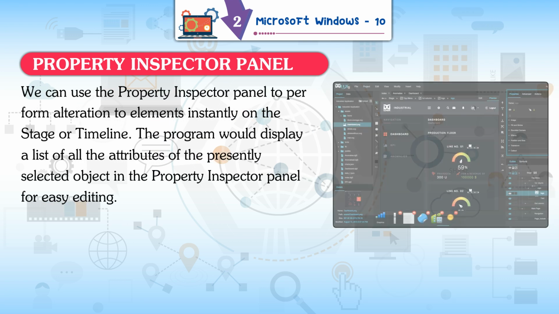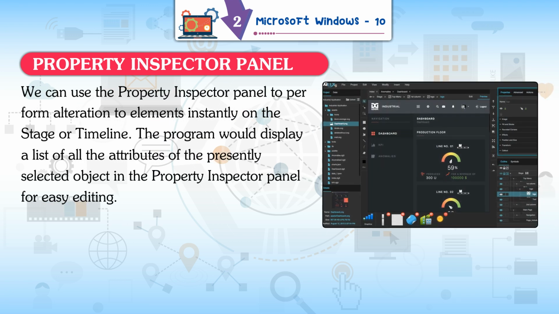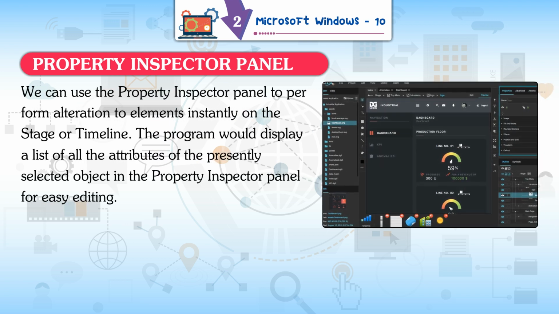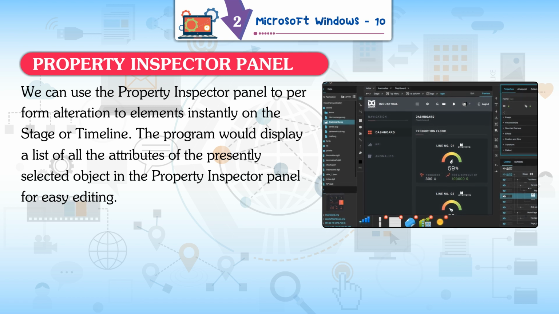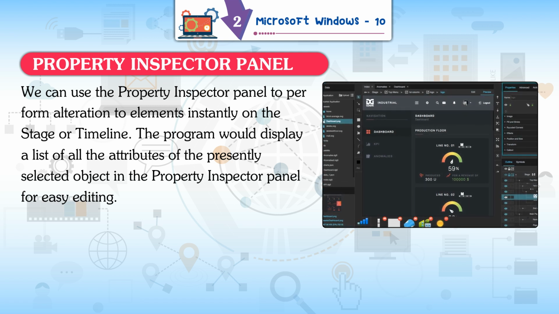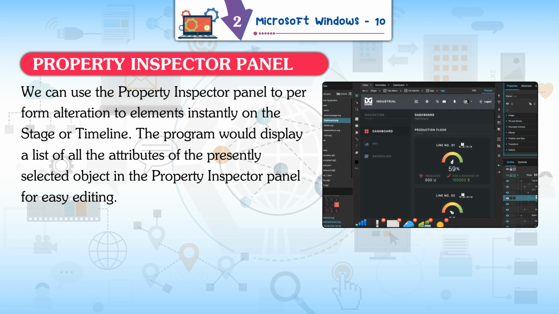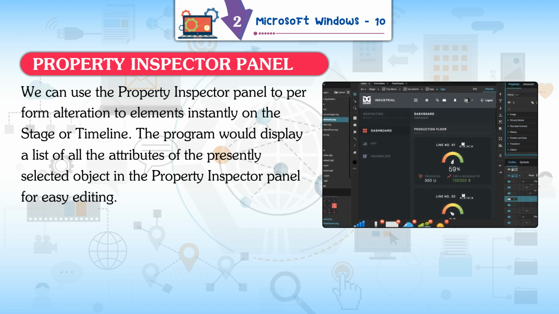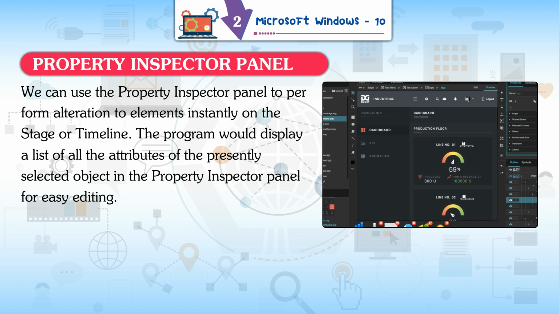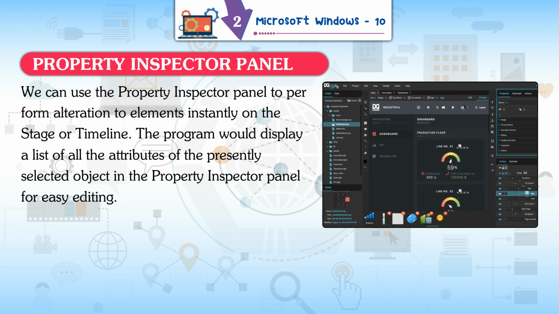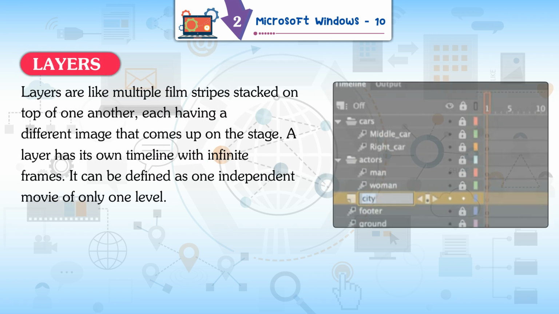Property Inspector Panel. We can use the Property Inspector panel to perform alterations to elements instantly on the stage or timeline. The program would display a list of all the attributes of the presently selected object in the Property Inspector panel for easy editing.